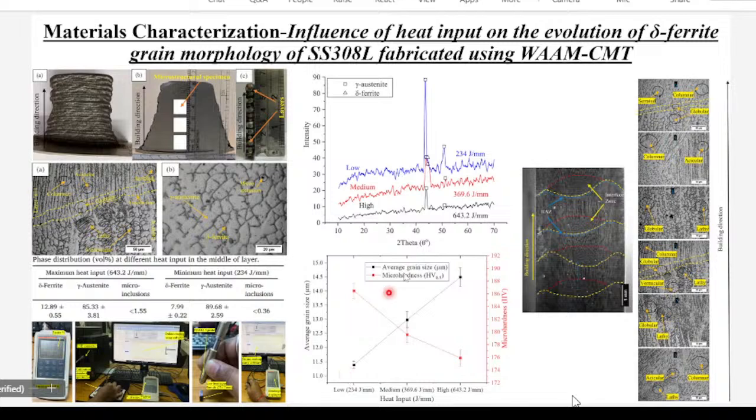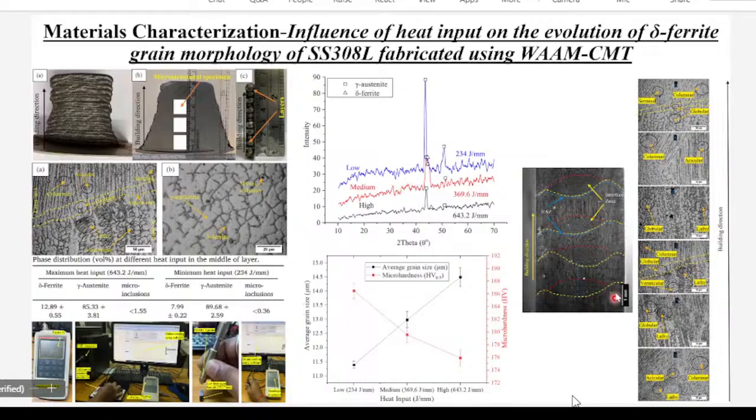Here in this graph, you can see as we are increasing the heat input, the average grain size is increasing. As we know from the Hall-Petch relationship, as the grain size is increasing, the micro hardness will reduce. The red line shows the micro hardness reduction. So this is confirming that the Hall-Petch relationship exists in this component. And these are the multiple layers you can see. These are the inner layers. This eye-shaped structure is the inner layers.